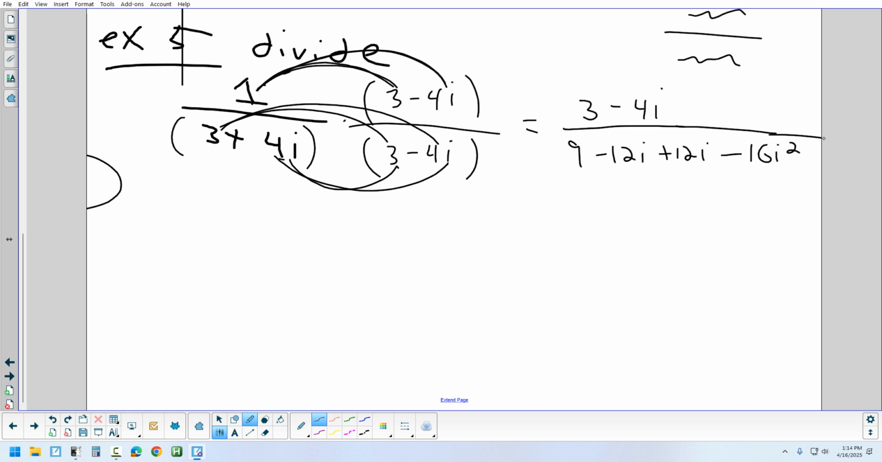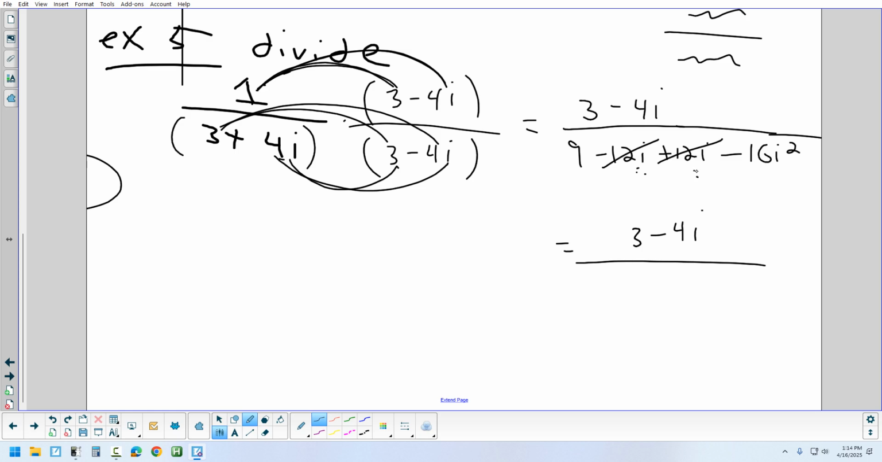Okay, can we do anything with the top? No, the top stays the same. And what's going to happen in the bottom? You can combine. One i is going to disappear. What's going to disappear? The 12i and the negative 12i. So when you multiply conjugates, you're always going to get the 2 in the middle disappear, because one's going to be a positive, one's going to be a negative, and they're going to be the same number.